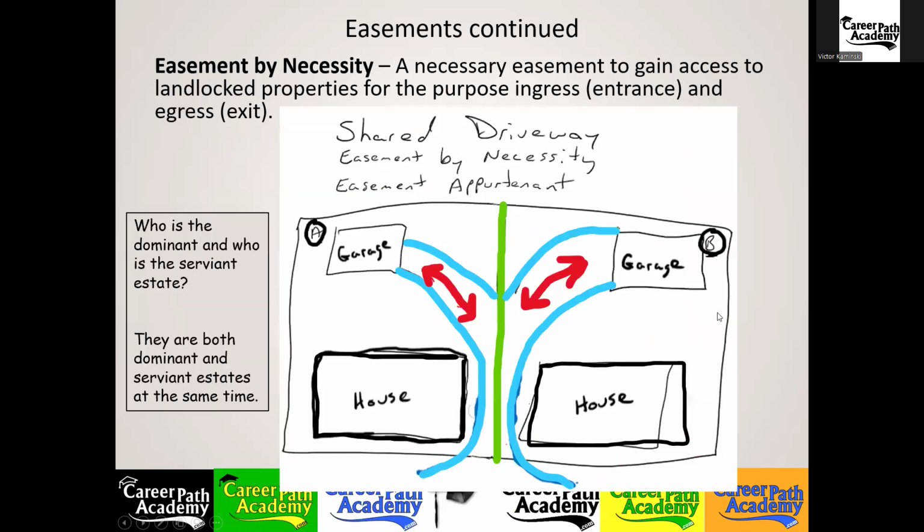entrance and exit. Here's another common example that we probably see when we have shared driveways. Neither house, lot owner A on the left or B on the right, has enough land to put a driveway to get to their backyard where their garage or parking lot is. So it's partially on both of their properties. Here the green line is the property line, so the driveway is partially on both of the properties.